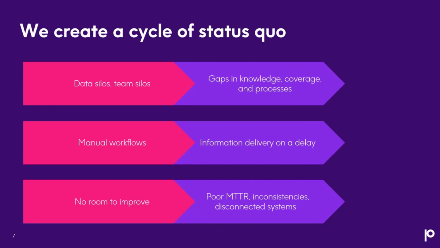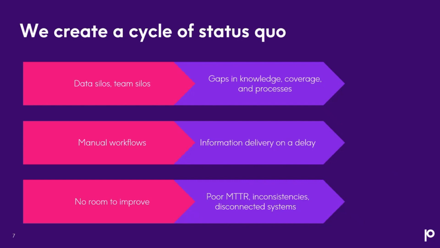Then you have manual workflows. So of course, things that do not have native integration into these observability tools. Yes, you can promise all the AI in the world that you want, but if you have these manual workflows, you're just looking at reporting on a delay and information in the rearview mirror. And because you're looking at information in a rearview mirror and you're siloed, there's really no room to improve anything. And so we have poor MTTR, we have inconsistencies in processes, we have disconnected systems.